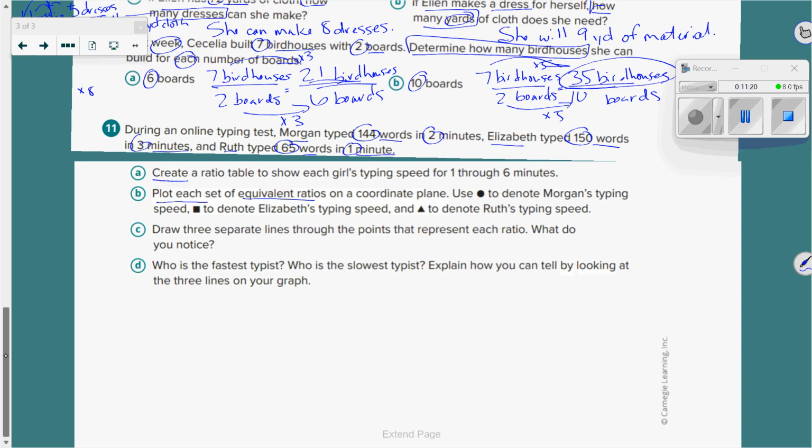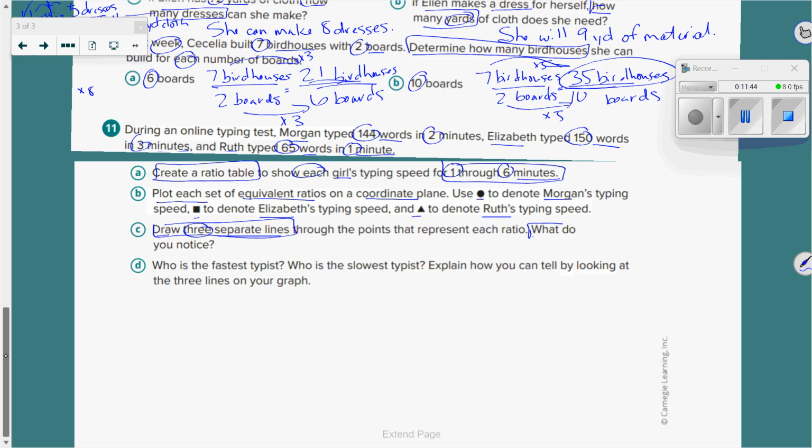So we need to create a ratio table to show each girl's typing speed, and they gave me what I need to do, 1 to 6 minutes. Then we're going to plot each set of equivalent ratios on a coordinate plane: circles for Morgan's, squares for Elizabeth, and triangles for Ruth. We are then going to draw 3 separate lines through the points that represent each ratio.